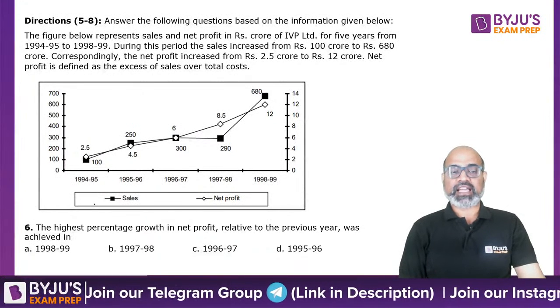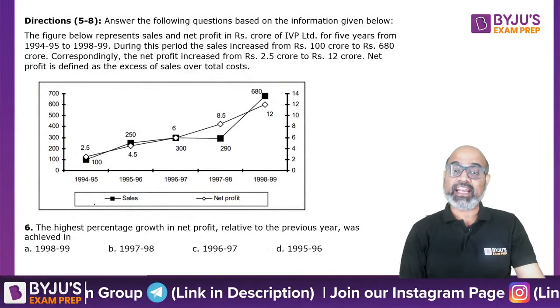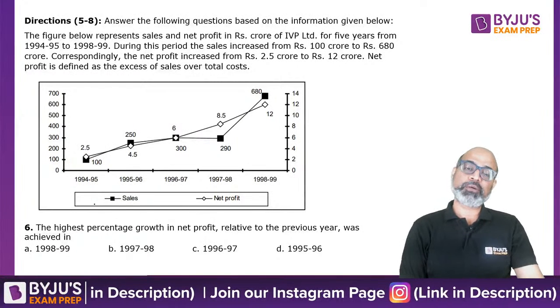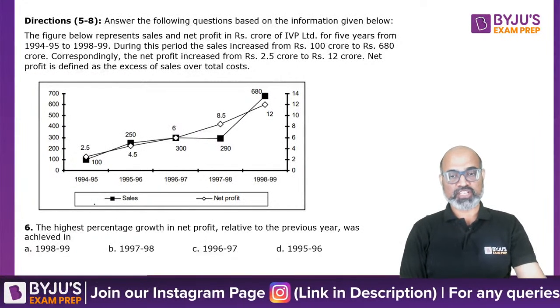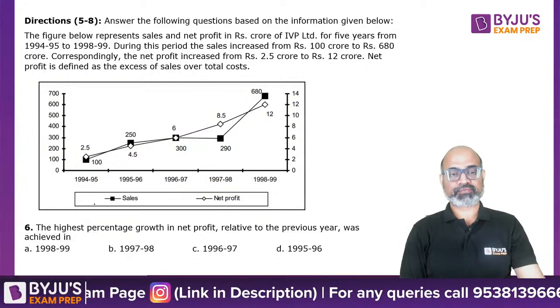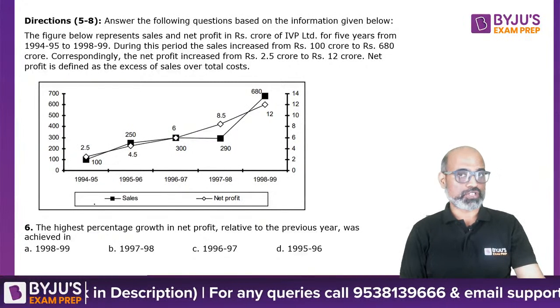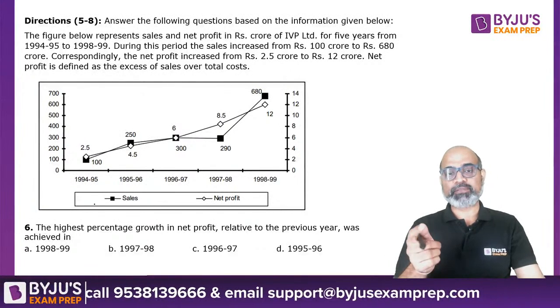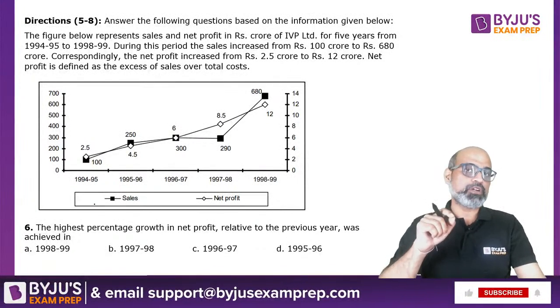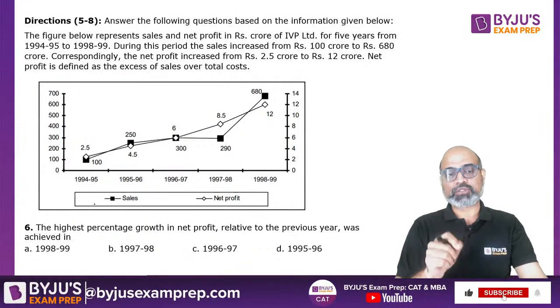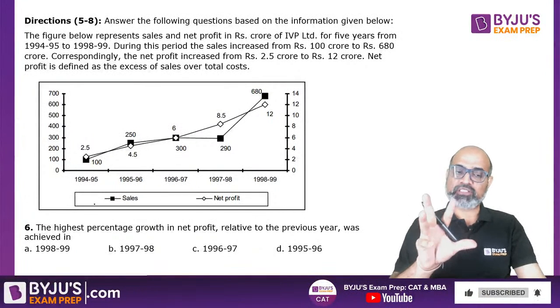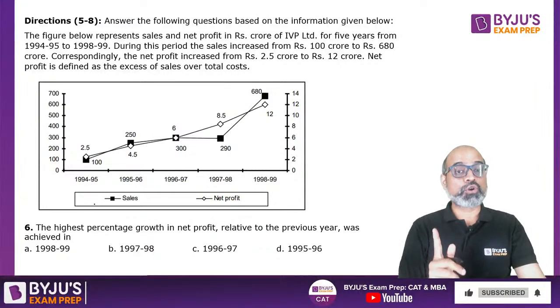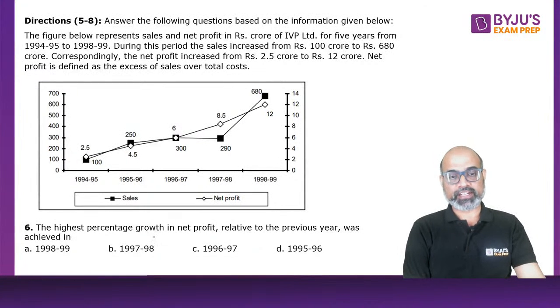Next, the highest percentage growth in net profit relative to the previous year was achieved in. Same question, but instead of sales, now they are targeting net profit. Net profit as in the diamond shaped white. That's what they are asking us to calculate the percentage change over there. And only growths have to be calculated if they have mentioned.